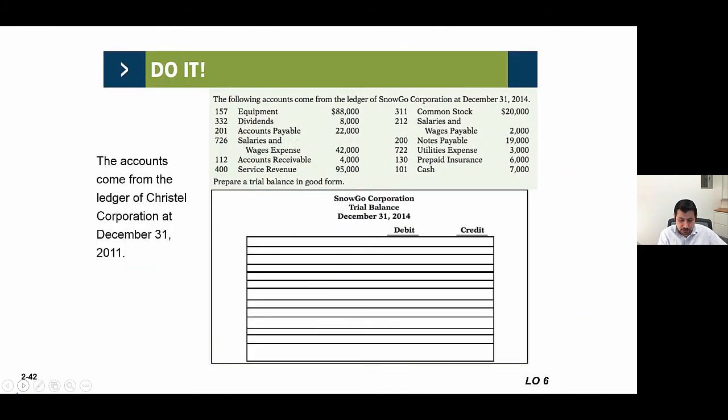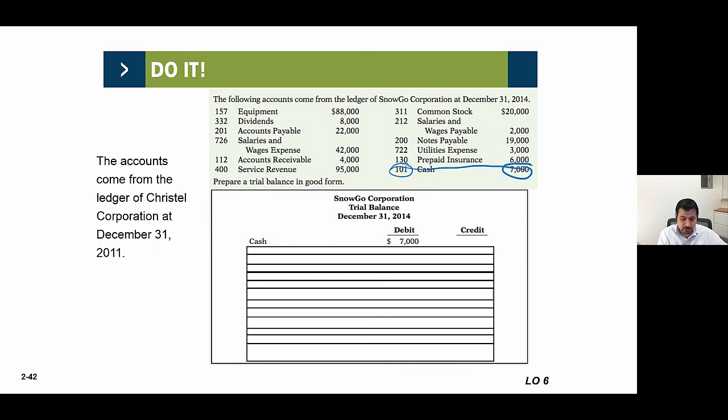So let's do this trial balance. Let's prepare the trial balance. Like we said, you always start in the same order that they appear in the ledger. So the first one, you look at the account number. In this case, for example, the first one is 101. This is cash. And cash is a debit account, so you put it under debit.